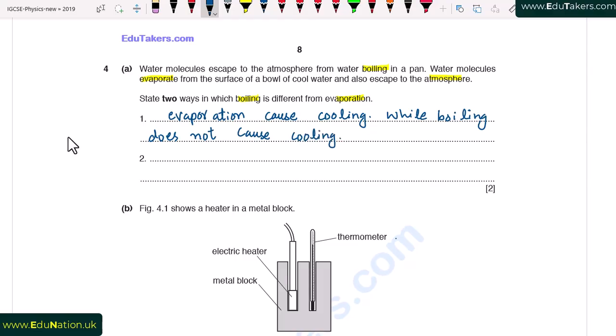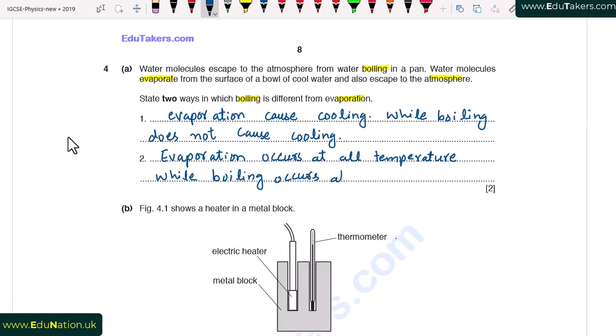Second point is that the boiling occurs at a specific temperature while the evaporation can occur at all temperature. I write here: evaporation occurs at all temperature, while boiling occurs at one temperature.